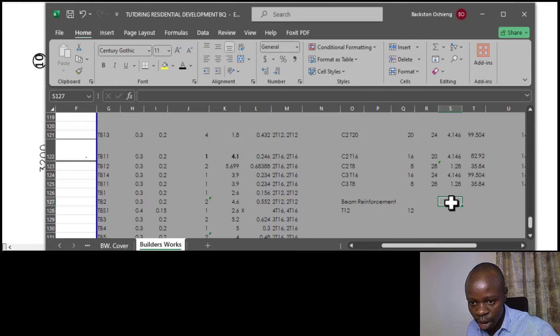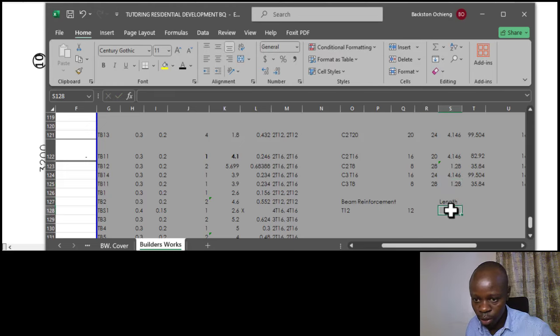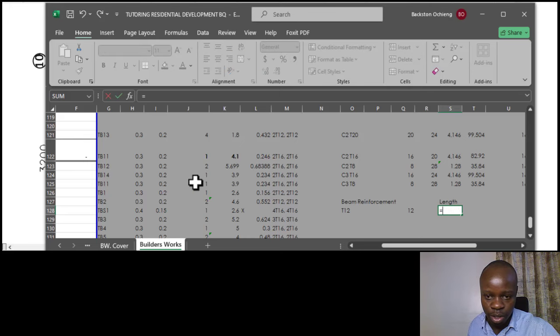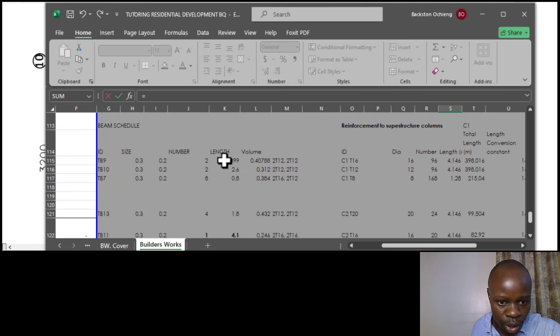So this is where we have the length. Okay, just introduce that title there. This is where we have the length. So the one to start with is the one at the top here. So we'll get the length, that is the length of just one beam.